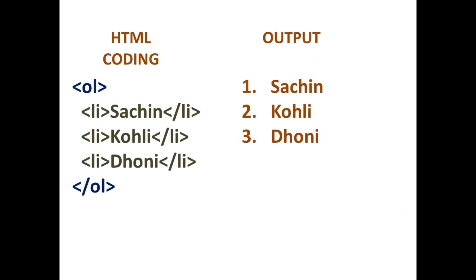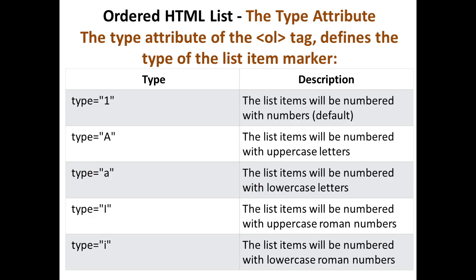This is the sample code, that is the ordered list with the open and close tag, and the list item with an open and close tag, and the item that needs to be displayed has been written here. In this example, it has been given as Sachin, Kohli, and Dhoni.